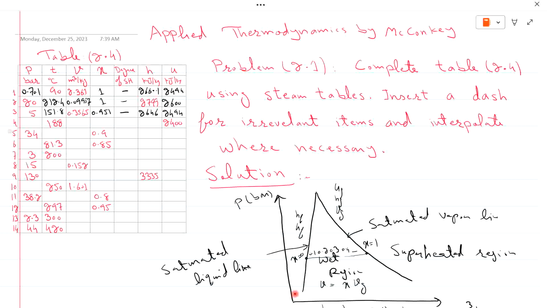Now we solve row number 4. At row number 4, temperature is given as 188 and specific internal energy is given as 2400.